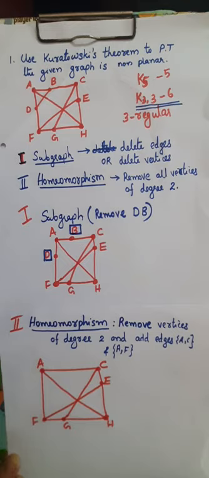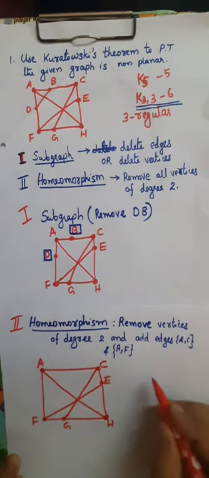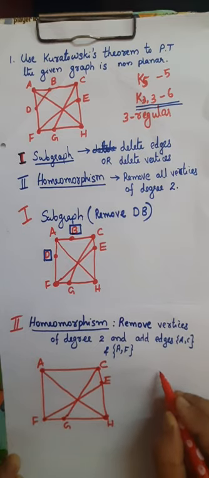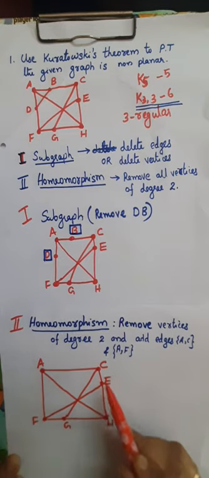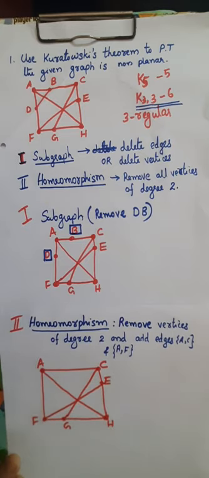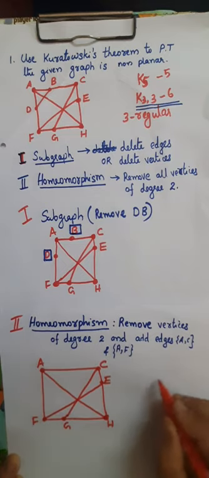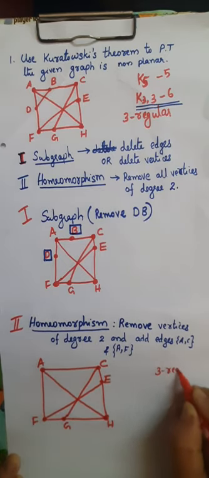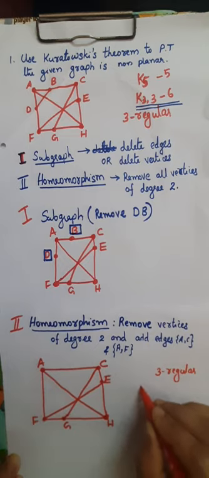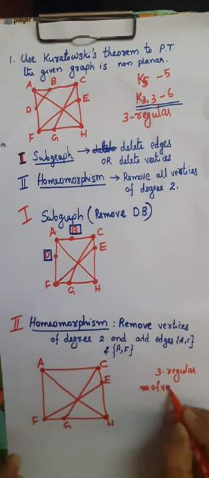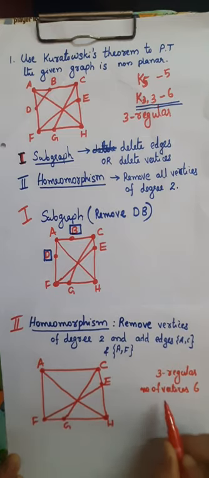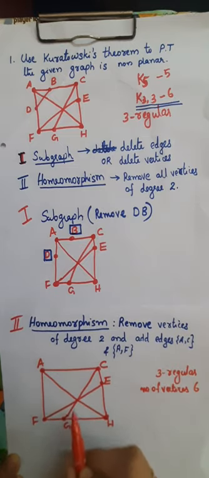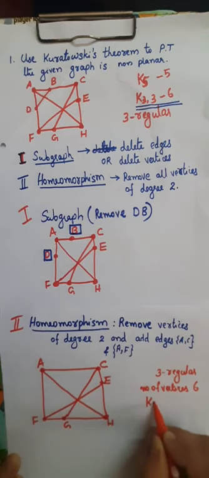Then count the number of vertices: 1 2 3 4 5 6, that is same as number of vertices of K33. Then check the degrees of each vertex A, C, E, H, G, F. All the vertices are of degree 3. It is actually 3 regular and number of vertices is equal to 6. Okay, now there is a possibility and we can show that this is isomorphic to K33.